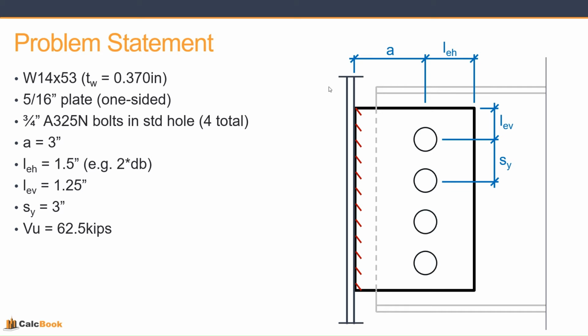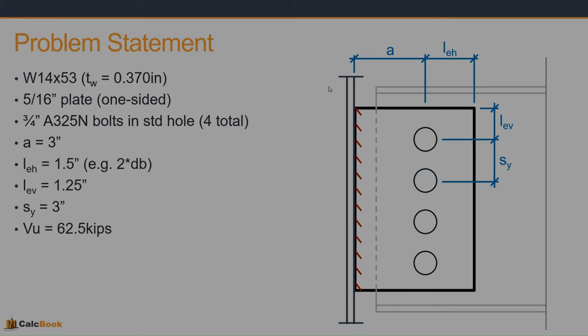Our L sub EV is 1.25 inches. Our bolt spacing is 3 inches, and our LRFD shear demand is 62.5 kips. And that's a very specific value. We'll use that to check our answer against the tables at the end of the calculation. So that is our problem statement for today. Let's go ahead and open up CalcBook, and we'll get started on the design.